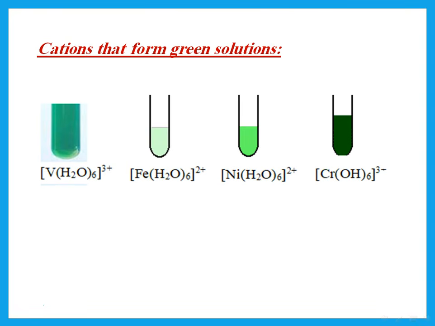Some cations form green solutions. So these are the cations that form green solutions. Vanadium +3 with 6 water. Iron +2 is green. Nickel +2 is green. Chromium with a +3 charge. Remember that chromium alone is +3. If it has 6 OH minuses, that means 6 negatives. With 3 positives, the overall is 3-. So this chromium is a +3 ion surrounded with 6 OH. All of these form green solutions.